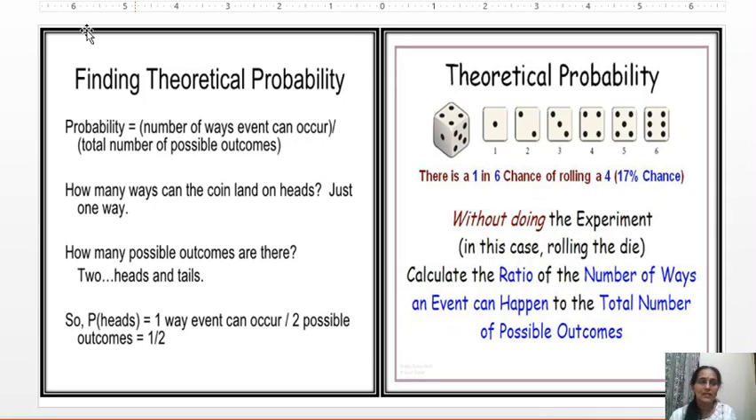When a coin is tossed, the chance of getting a head is 1 out of 2 total outcomes. There are 2 total outcomes, either head or tail. You can get the head. The chance of getting the head is only 1. So your theoretical probability, or simply probability, of head is: your favorable outcome is 1, divided by 2 total possible outcomes.